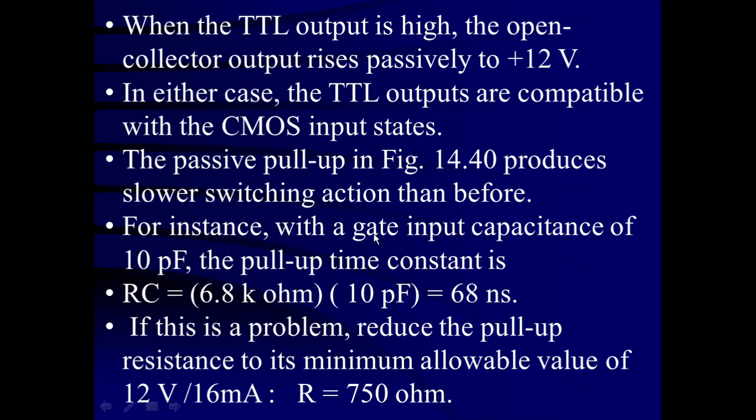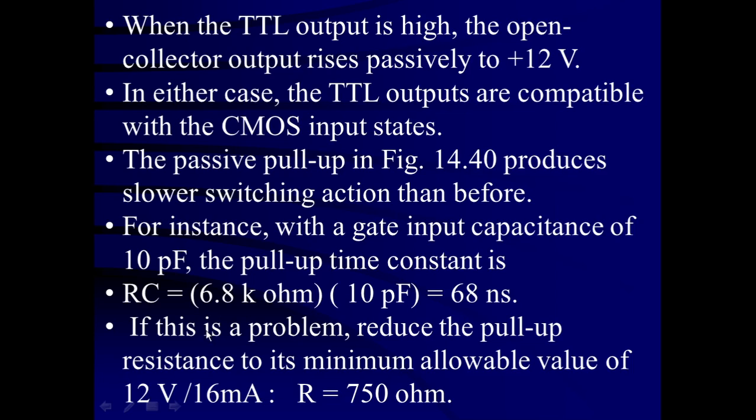The passive pull-up in figure 14.40 produces a slower switching action than before. For instance, with a gate input capacitance of 10 pF, the pull-up time constant is RC equal to 6.8 kilo ohms times 10 pF, approximately 68 nanoseconds. So even if the input changes from 0 to 1, for the CMOS it takes 68 nanoseconds, and thereafter it will reflect to the CMOS output. So the overall propagation time is going to rise very much, or the speed of operation is going to decrease.